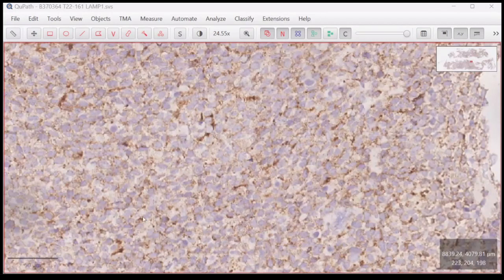So the next case, the next slide is on T18622 post induction. This is a post induction HNE.